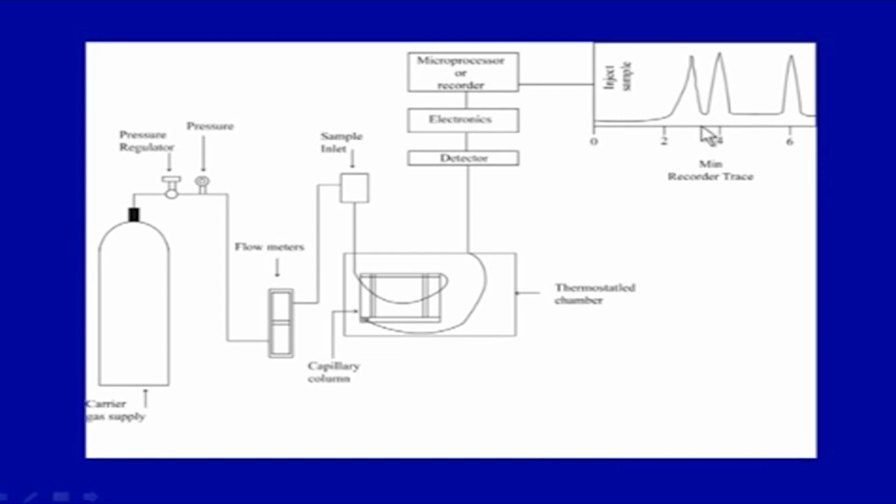Even for an unknown sample, you can make a kind of standard curve, or you can run standard compounds and then plot it like we have seen in other chromatographic techniques, and then the unknown sample retention time could be calculated from that.